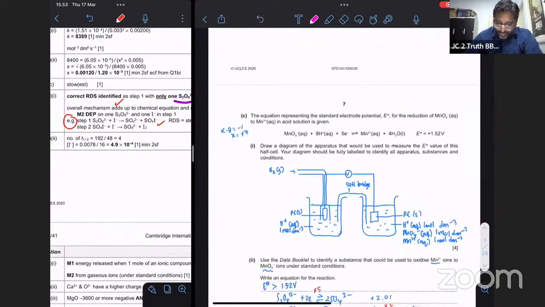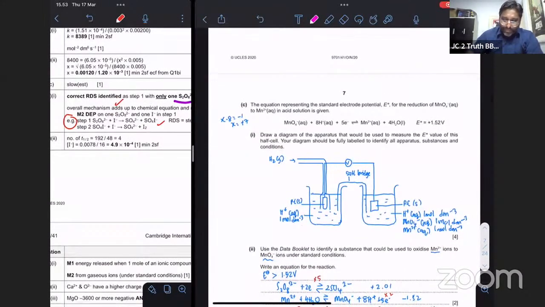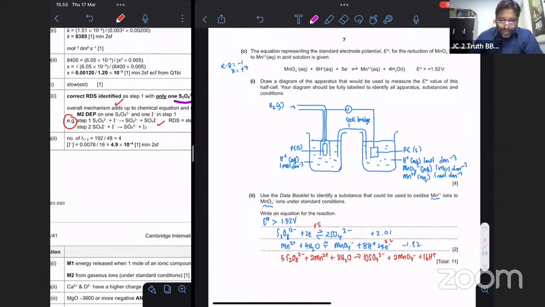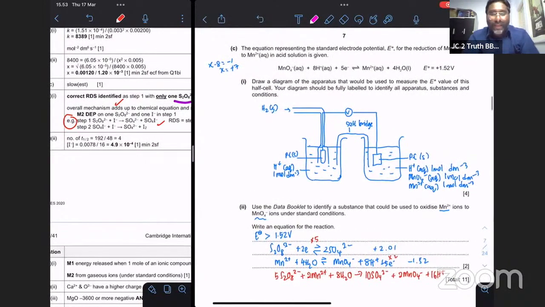The question that we are going to start with is question 3C. Here, we have this equation representing the standard electrode potential for the reduction of this compound in the acid solution that is given. The E value is 1.92 over there.